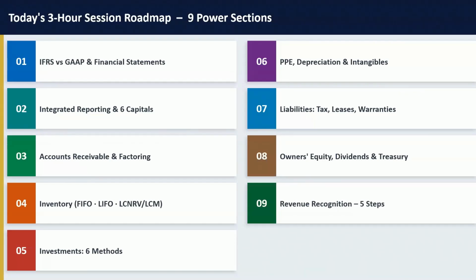Okay, so next up it is about inventory. What are the valuation methods that are present in inventory and how are we going to value them? Then comes investments. So there are 6 methods in which we classify our debt and equity investments. So that we will be going through in investments.